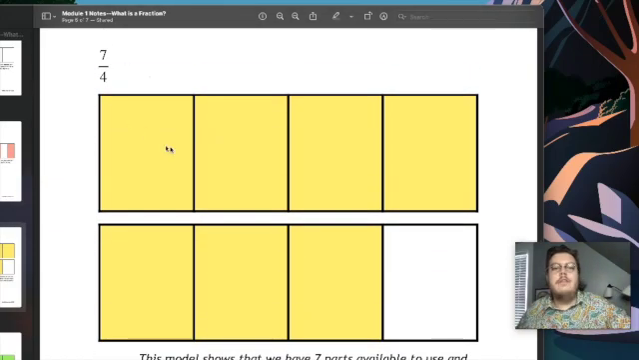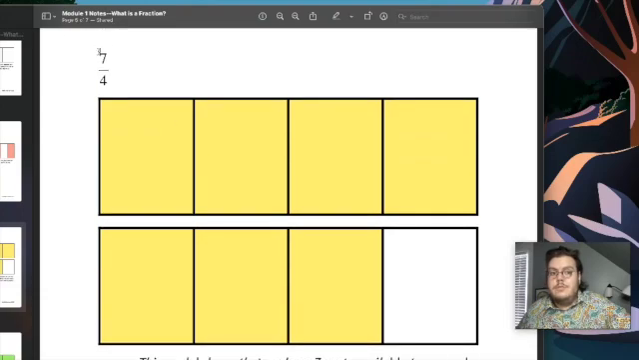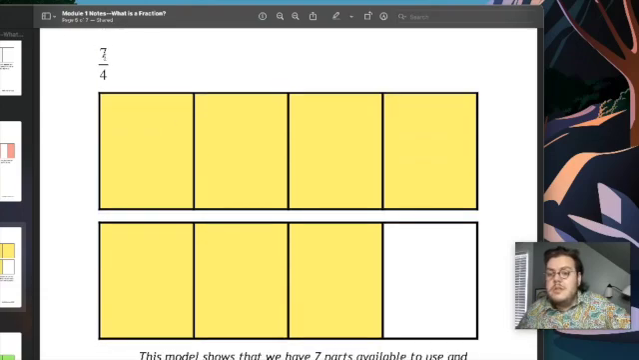So I had 4 to fill up this set, and then I had 3 more because I had 7 altogether. Okay. If this numerator was changed to 8, what would I have? Put that in the comment down below. If my numerator here was 8 instead of 7, what would I have here? Put it in the comments, let me know.